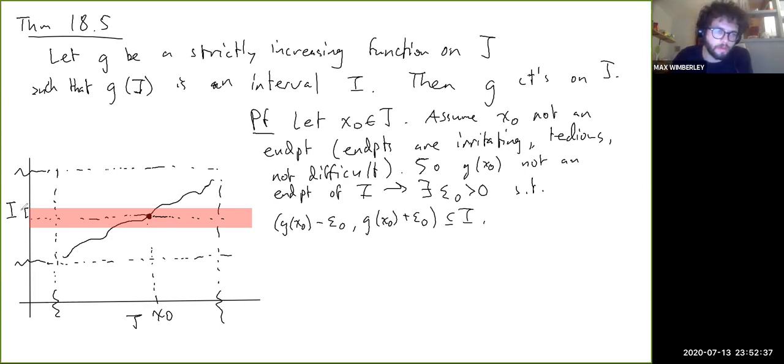Epsilon naught here is sort of half the width of this band, right? And so the idea is that we'll find deltas for any epsilon that's smaller than epsilon naught, because if we find a delta for a small value of epsilon, that same delta works for all bigger values of epsilon. So basically by finding delta for any epsilon smaller than epsilon naught, we'll find it for all the values of epsilon. Okay, so let epsilon be greater than 0, epsilon less than epsilon naught.